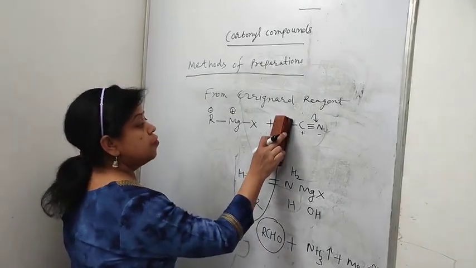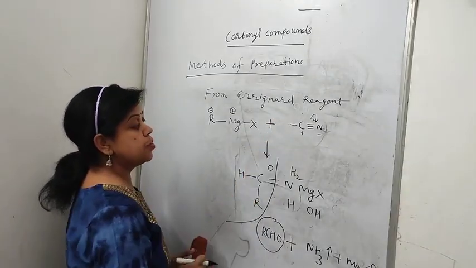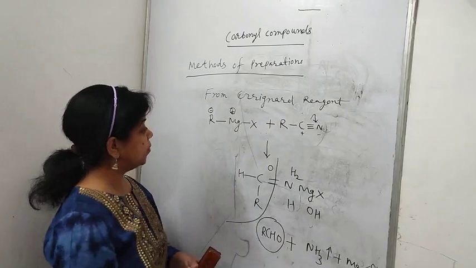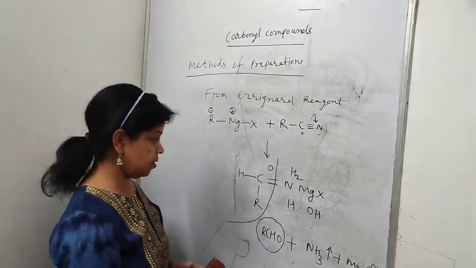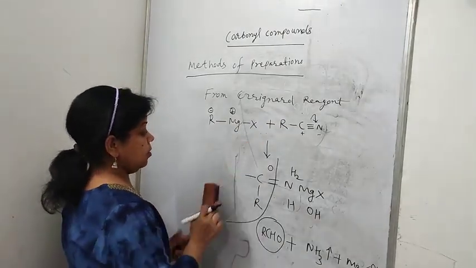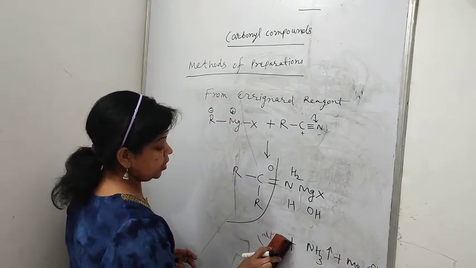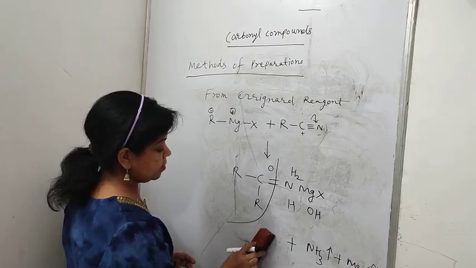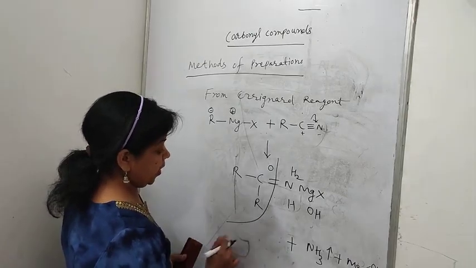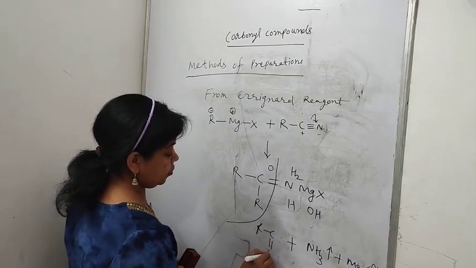Now, what will happen if we use RCN in place of HCN? Very simple. You will be able to get ketones by this reaction, RCOR.